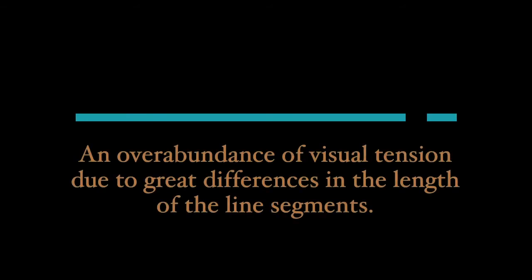A basic understanding of proportional relationships can be gained by dividing a line segment into two parts and examining the relationship of the line segments one to another. A line segment divided into two equal parts yields a symmetrical division, which expresses a very formal unity with a ratio of 1 to 1. An asymmetrical division of a line segment, where the parts are extremely different in length, creates an overabundance of visual tension due to great differences in the length of the line segments.